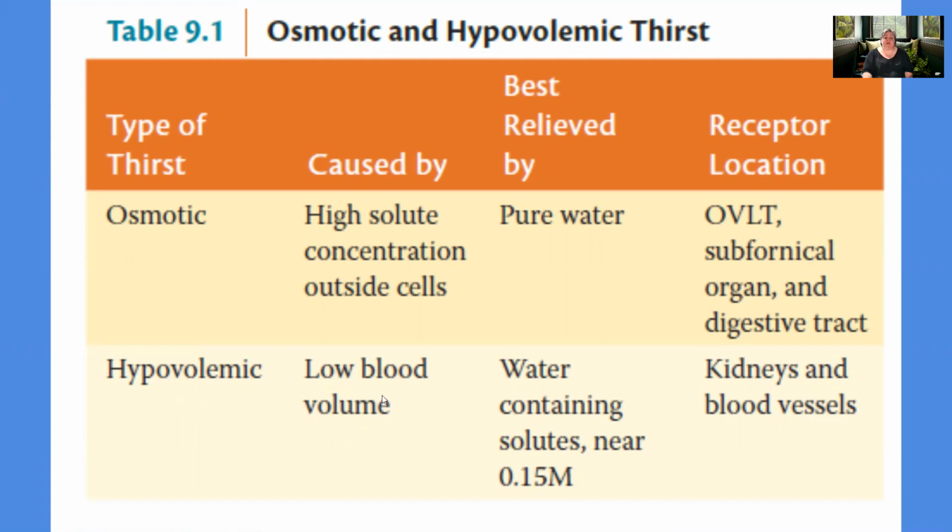But hypovolemic is a little bit different in the sense that it's even going to signal the kidneys and blood vessels to let them know, hey, we've got a low blood volume here, so we need to get this corrected stat. And if you've ever been in the hospital or known anybody in the hospital, a lot of times the bag that they hang on the IV has some kind of solutes in it, because that's what the body is needing. So water containing solutes. A lot of times when you see that IV drip, it has solutes in it.